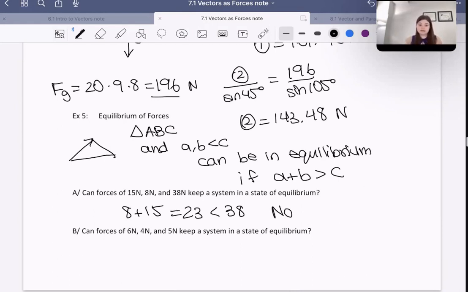How about in this case? What about 6, 4, and 5? Well, let's see. 4 plus 5 equals 9, which is greater than the third one, which is 6. And so, yes. And even if we think about it, let's try to create a triangle using 15, 8, and 38, we can't do it, whereas we can do it here, right? So all this really is just a fancy vector way of saying, can the three sides create a triangle? And if they can, then they can be in a state of equilibrium. And if they can't, then they cannot be in a state of equilibrium.